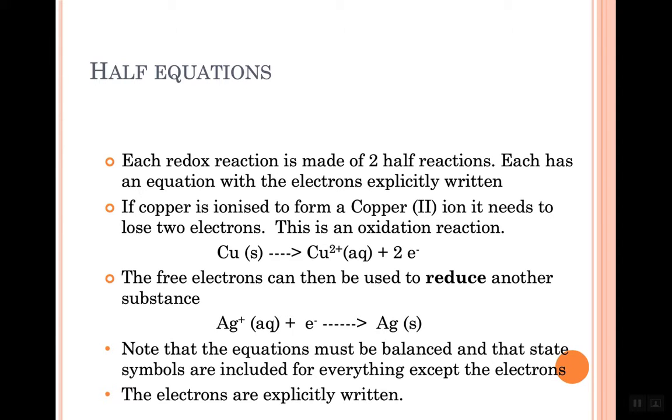We also make two electrons, and what we've done there is we've balanced out the charge. Okay, 2+ and 2- gives us an overall charge of 0, and on the left we've got an overall charge of 0. Those electrons could be used to reduce something else, like for instance silver ions. Ag+ needs just one electron to become silver metal.